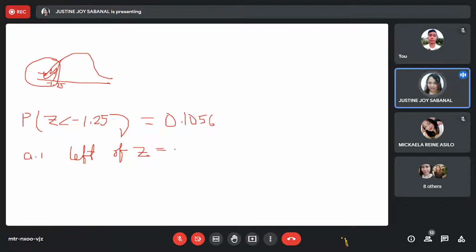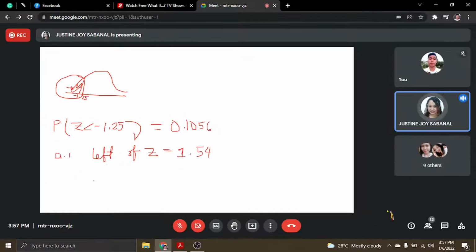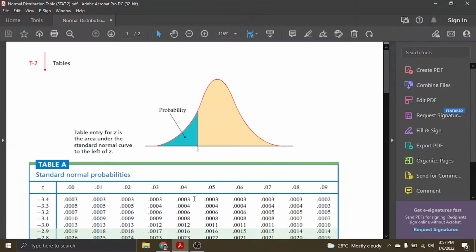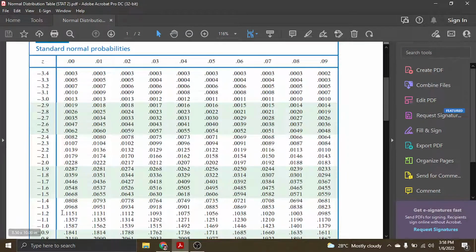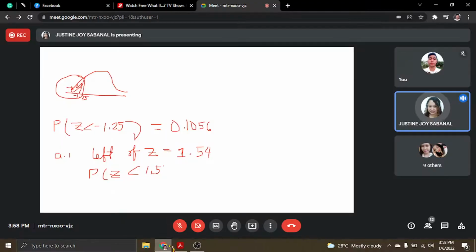So, another example. Let's say to the left of Z, which is positive 1.54. This is expressed as probability of Z less than 1.54. Check na lang natin sa table. Yung illustration nito, this is the normal curve.